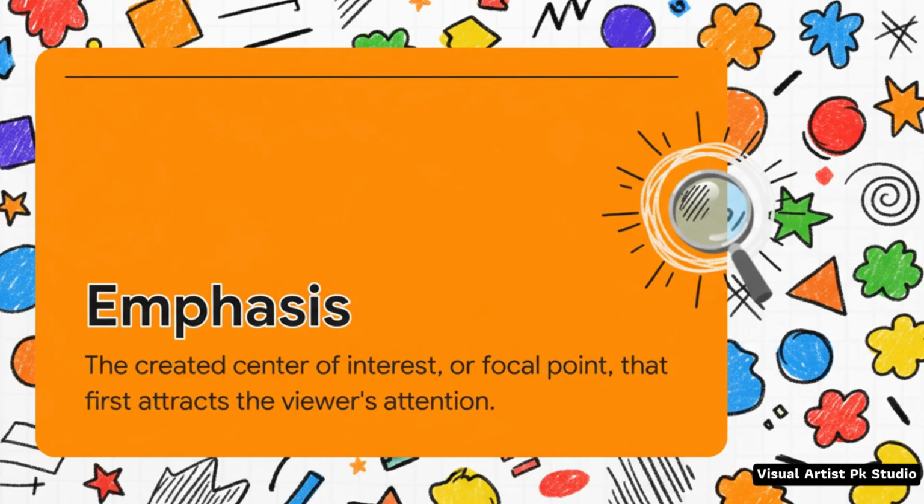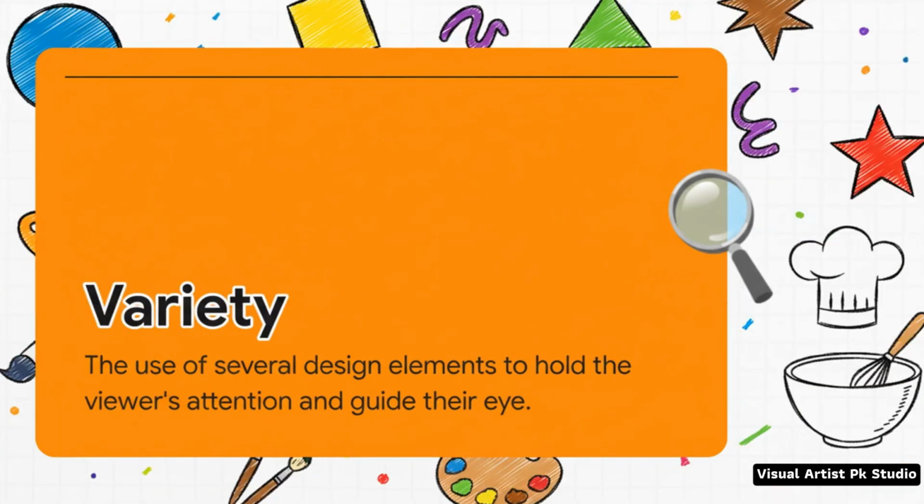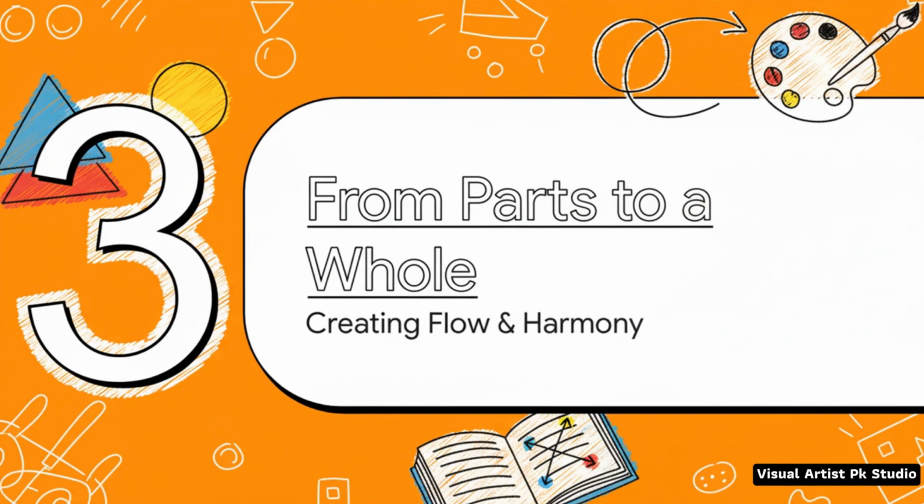Of course, a painting with only one interesting spot would be, well, pretty boring, and that's where variety comes in. By using a mix of different design elements, an artist keeps our attention and takes our eyes on a journey all around the artwork. It keeps things interesting. Okay, now let's check out a few principles that are all about creating flow and harmony, about turning all those separate parts into one single cohesive piece.